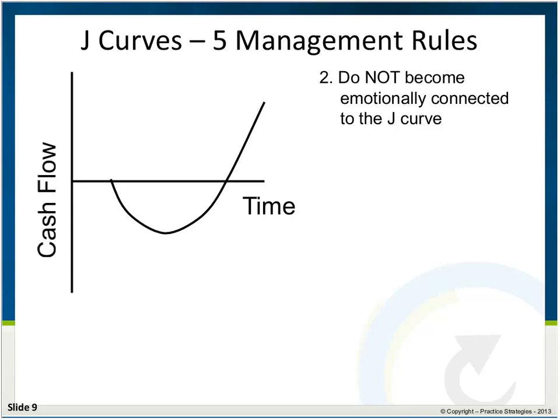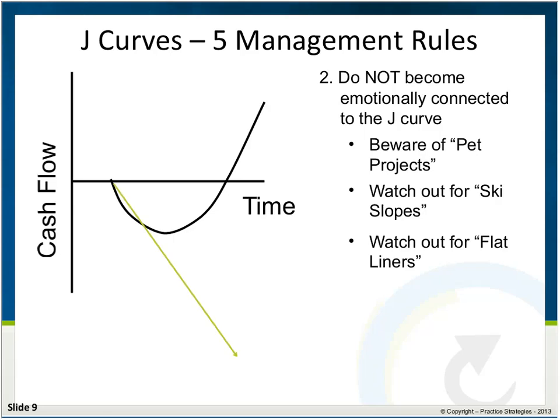Now, one of the things that can happen to a J-curve, and you've got to be extremely careful of it, is the concept of people attaching their political and emotional future to a pet project. As soon as you hear the word pet project, believe me, the level of emotion will double, and that can be within yourself as well as other people. Now, the next major risk that can occur when you become too emotional with a J-curve is it can turn into what we call a ski slope.